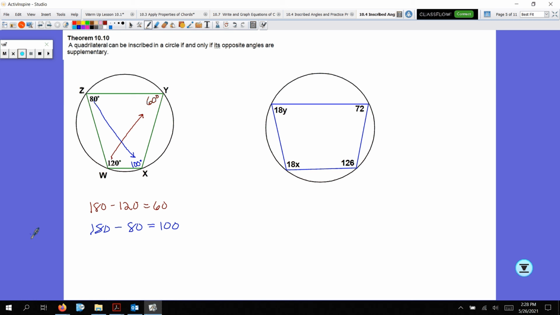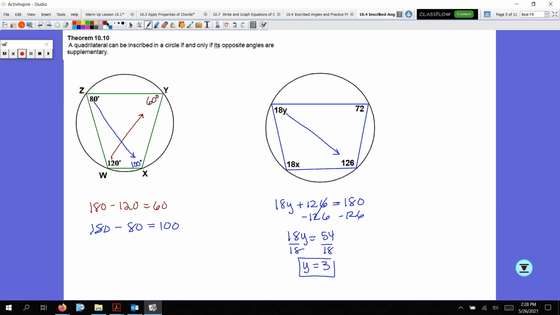All right, and then here's where we have some crazy variables, so don't worry. All we know is the angles on a diagonal must be supplementary. So that means 18y plus 126 equals 180. Subtract 126 from both sides, and I have 18y is equal to 54. Divide by 18, y is equal to 3.